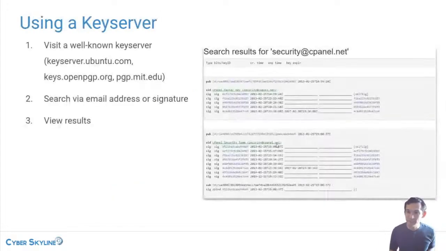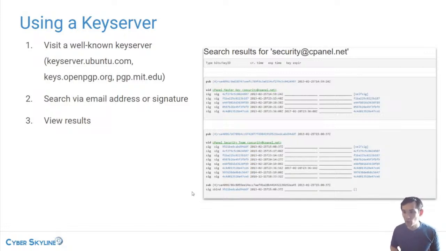Using a key server, the steps are very straightforward. It's just that the results you get will take a little bit of time to understand, in terms of how to interpret the information you're looking at. So just 3 steps here. The first step is you want to use a well-known key server. I've provided a couple of examples here. There's one that Ubuntu runs, there's also the one from Open PGP and the one from MIT. These are pretty common ones you can use.